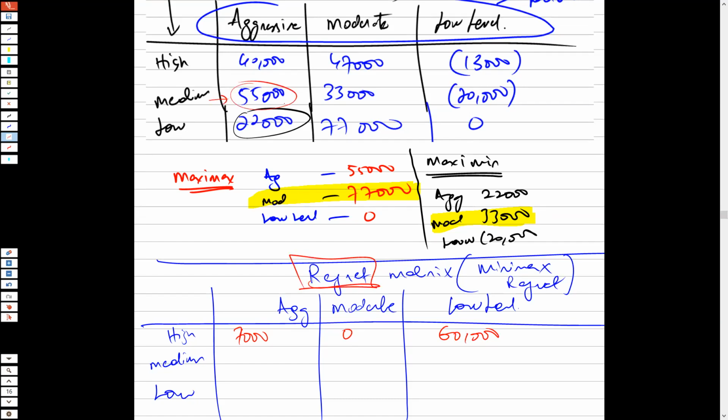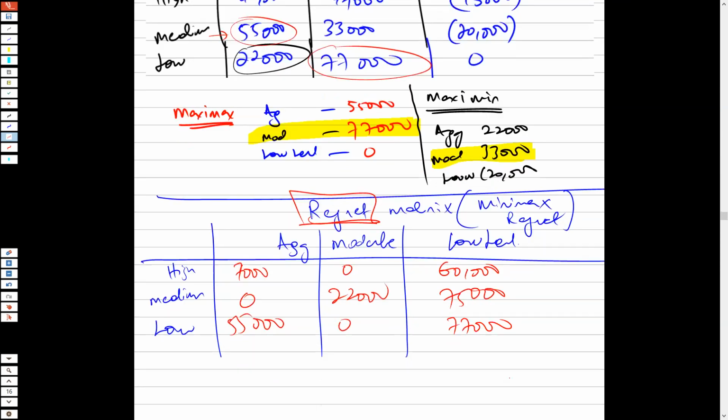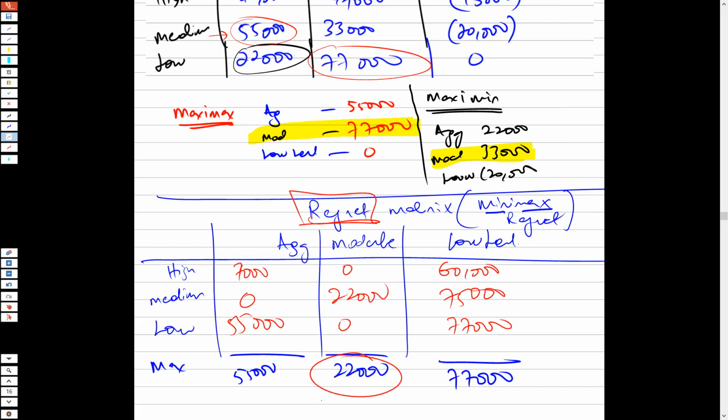Now when you go about medium, you identify this to be the maximum value. 55 minus 55 is 0. 55 minus 33 is 22,000. 55 minus negative 20,000 gives you 75,000. Then you've got this 77,000 as a maximum. 77 minus 22 gives you 55,000. 77 minus 77 gives you 0. 77 minus 0 gives you 77,000. Now you've been able to identify the regrets. Now what is the approach? It's max regret. Minimize the maximum regret. So you're going to identify the maximum value out of these: 55,000, 22,000, 77,000. And then you're going to minimize the maximum regret. It's a minimum of the maximum regret. That's what you're going to do.